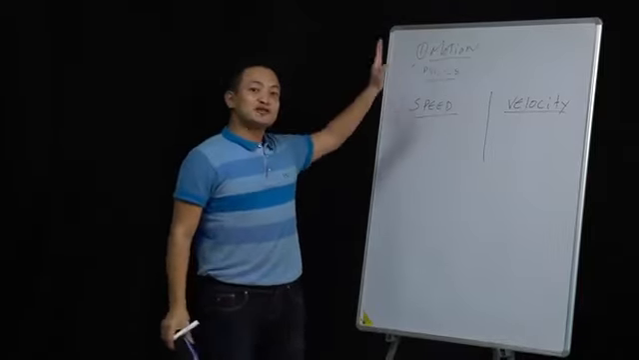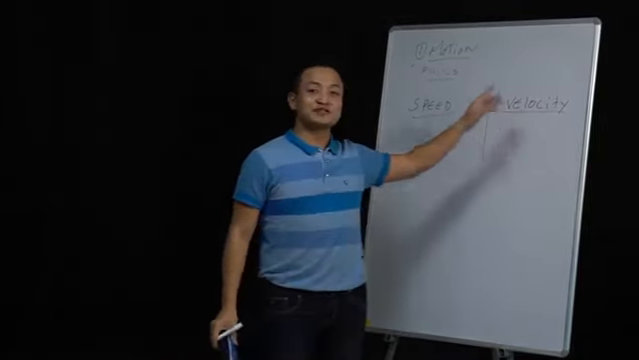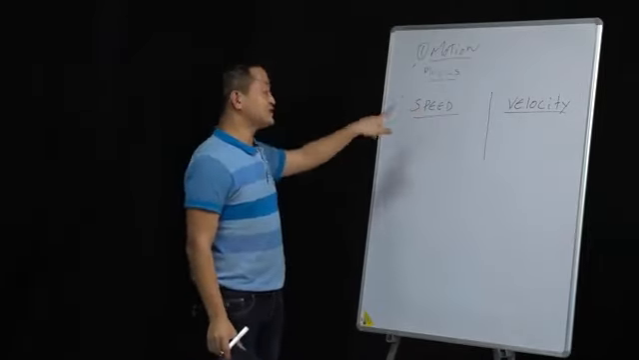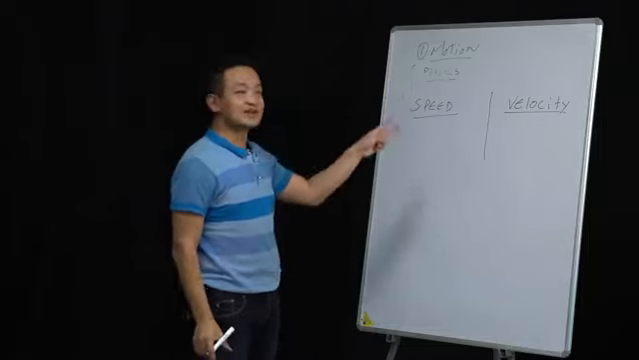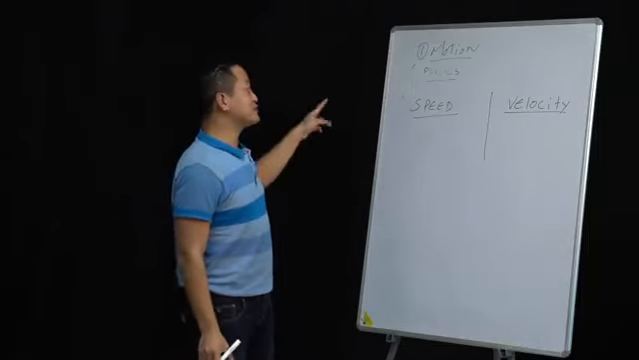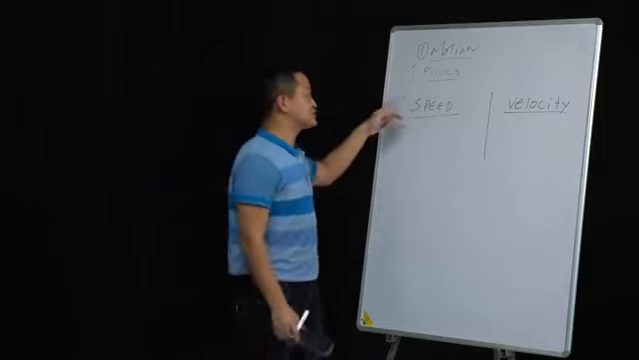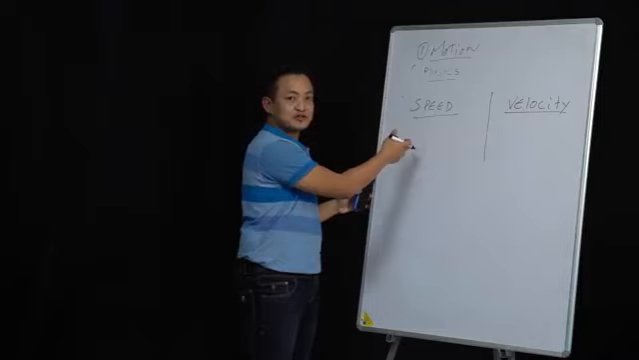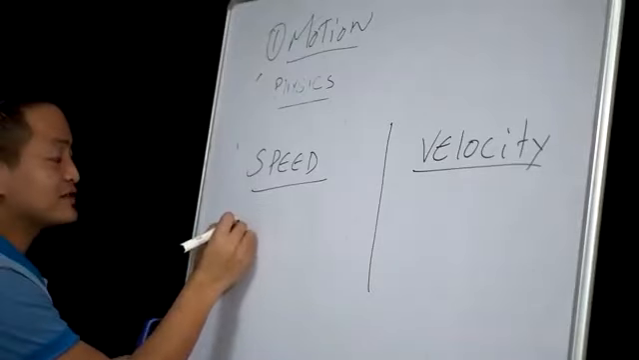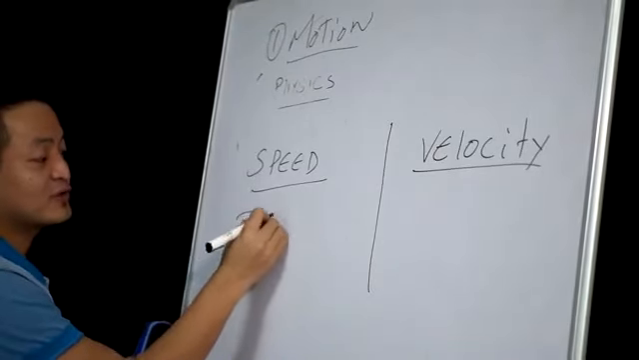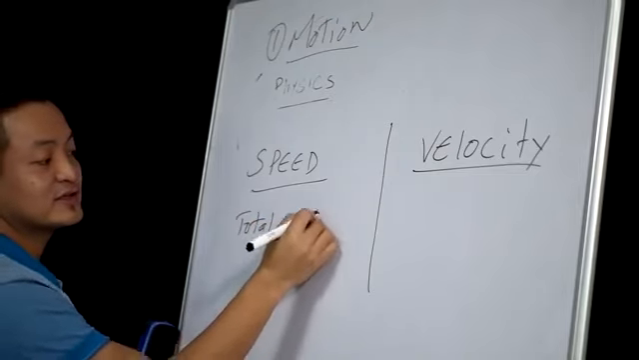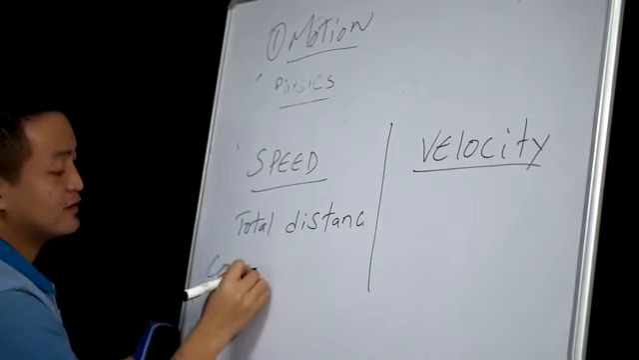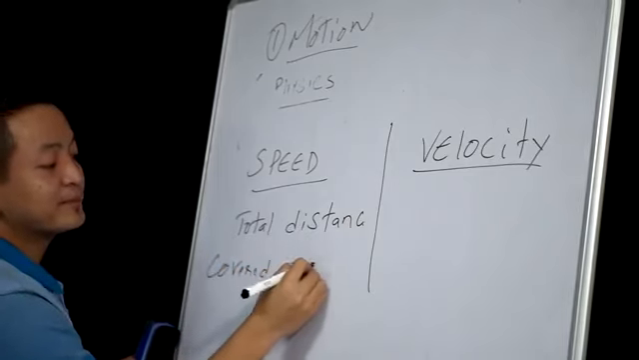Speed is to do with distance and velocity is to do with displacement. In the last topic, I have already shared the major difference between distance and displacement. If you are clear with distance and displacement, this should be very easy for you, because speed is not a new word for you. Speed is total distance covered per unit time.